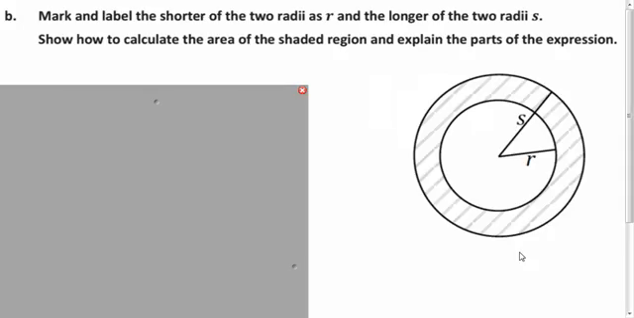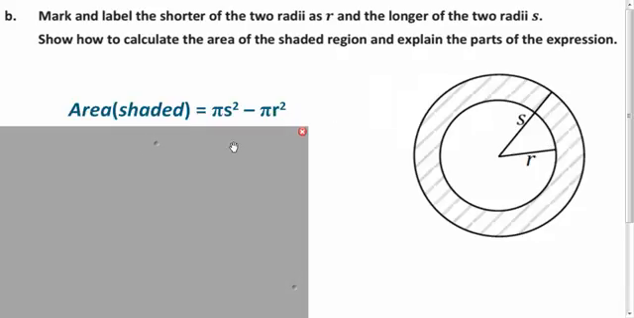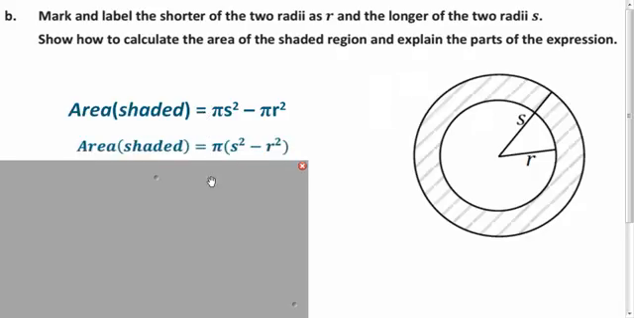So how could we calculate the area of this annulus if we know the radius of the large circle, call it S, and the radius of the smaller circle, call it R? Well, we could take the area of the larger one and subtract the smaller one from it. And if we factor out our common factor of pi, then we end up with this formula.